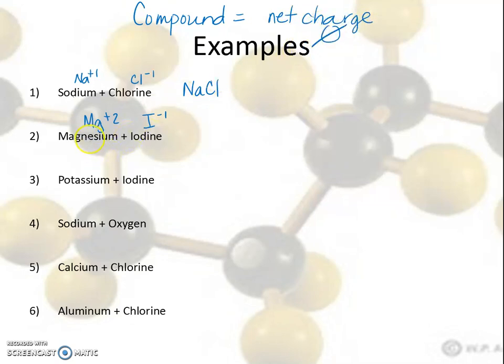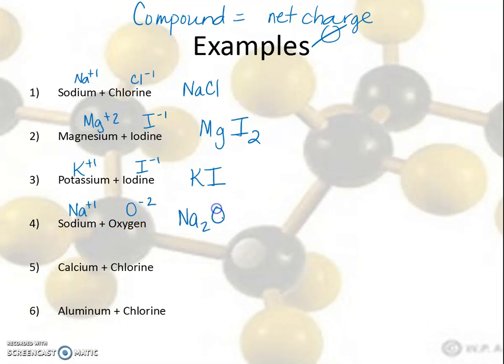All right, so in order to cancel this out, I have a +2 charge, so I would have to have 2 iodines for every 1 magnesium. Okay, potassium has a +1. Iodine has a -1. That's a 1-to-1 ratio, so we're okay there. Sodium and oxygen. Sodium has a +1 and oxygen has a -2. So to cancel that out, I'd have to have 2 sodiums for every oxygen.